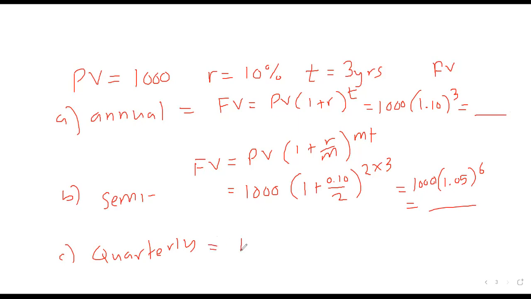Quarterly, where there's m, we're going to put what? 4. So 0.10. Our m here is 4. Then here we're going to have 4 times what? The 3 years. So this will give us 1,000.